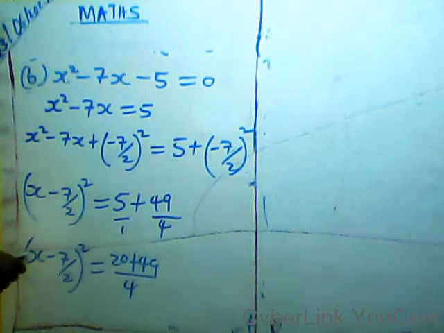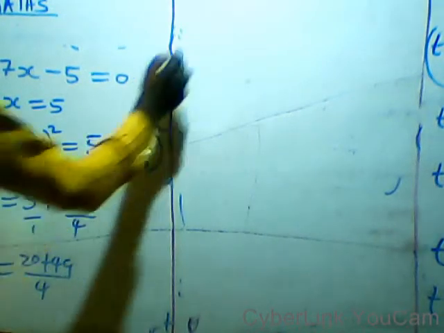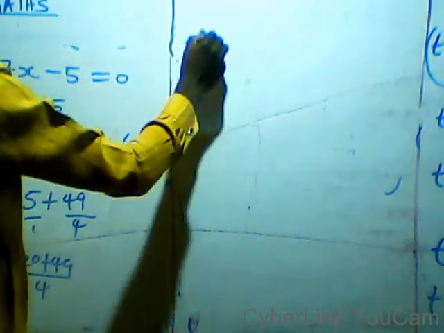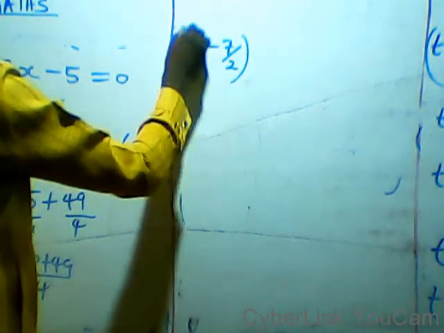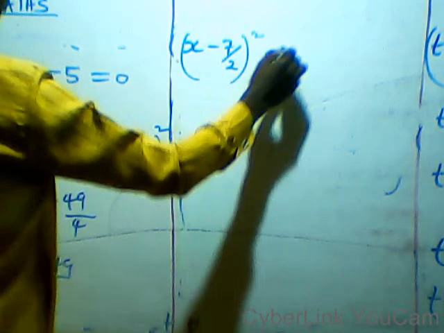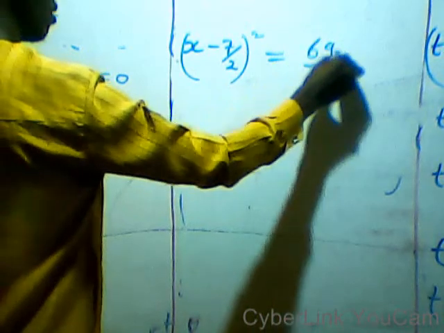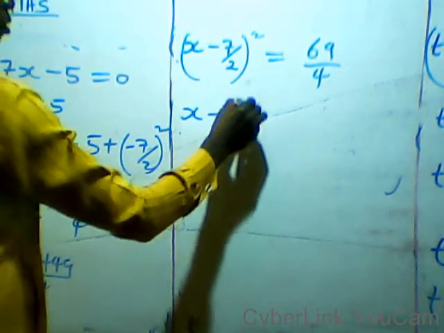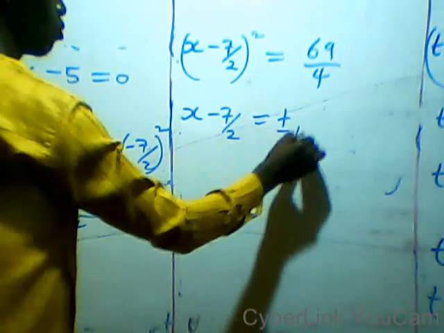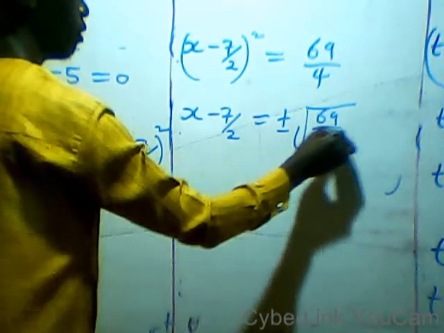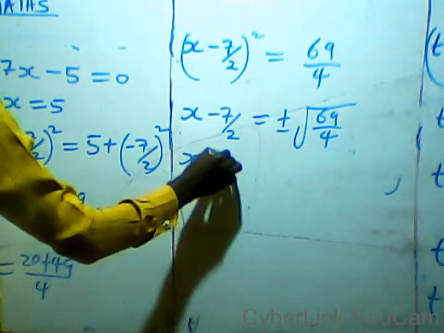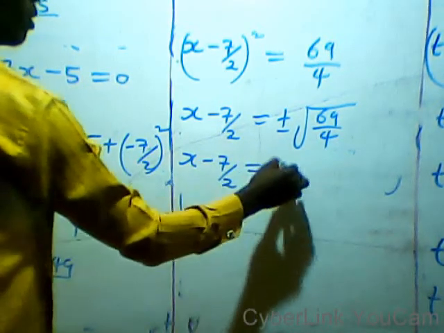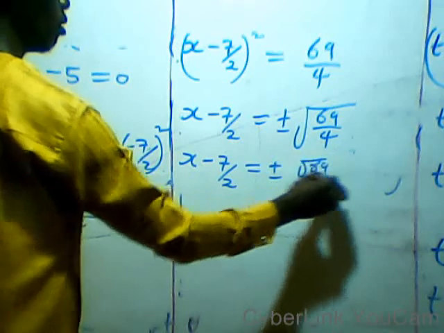So at the end of the day, we have (x − 7)/2 all squared is equal to what? 69/4. So (x − 7)/2 is equal to plus or minus the square root of 69/4. So (x − 7)/2 is equal to plus or minus what? Root 69 all over 2.